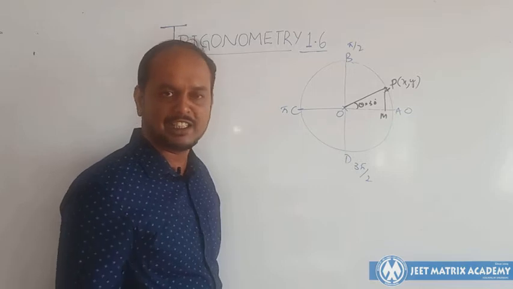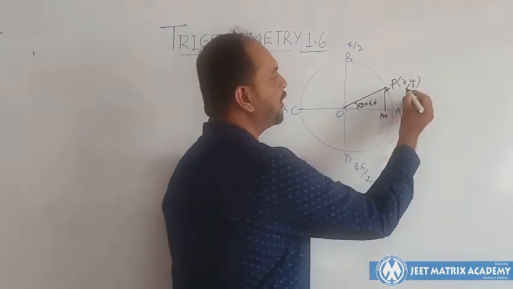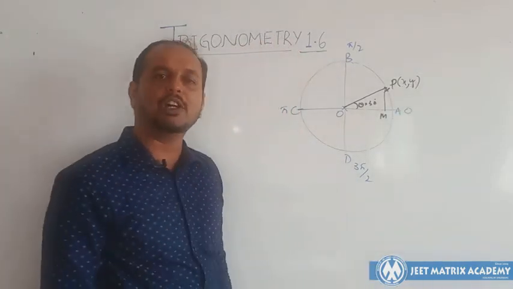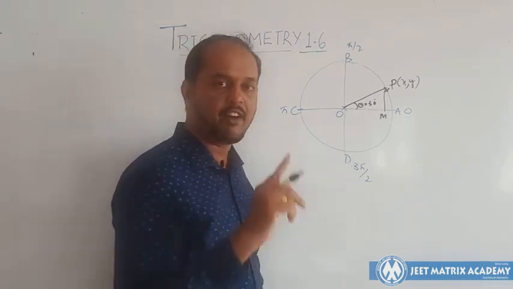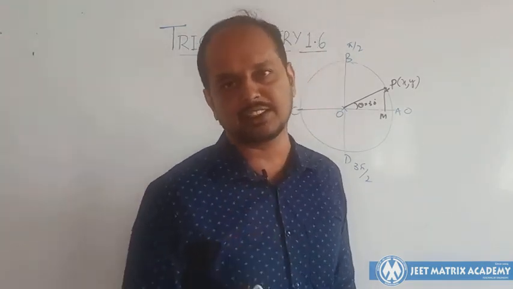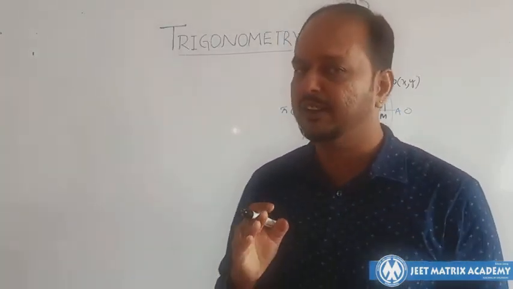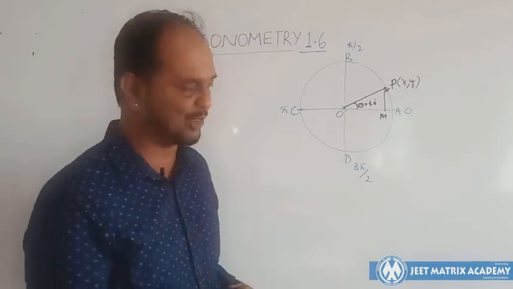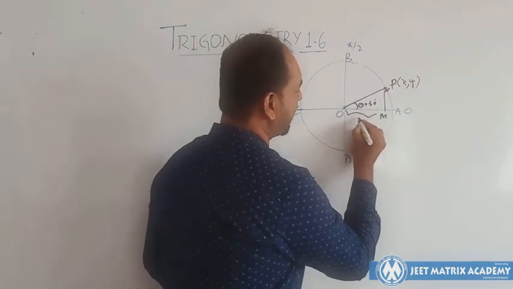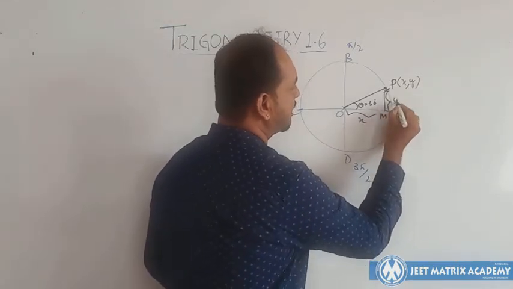Is everyone clear till now? If x is positive and y is positive, then we can directly say the point is lying in the first quadrant, and all the signs of sin theta, cos theta, tan theta, sec, cosec, cot are positive. This much we are very clear. This is x, this is y.